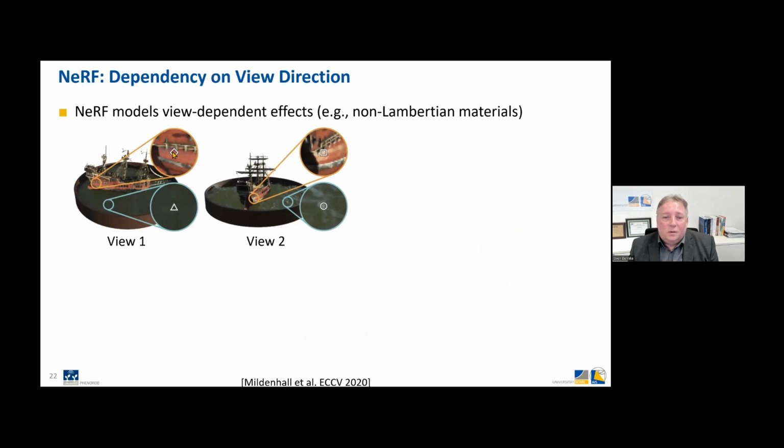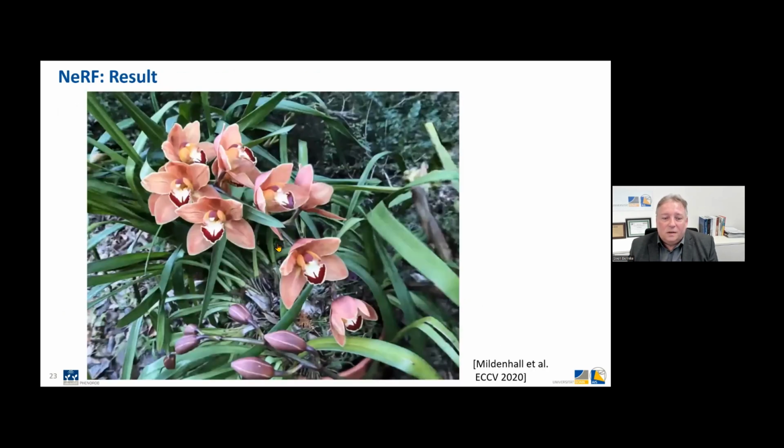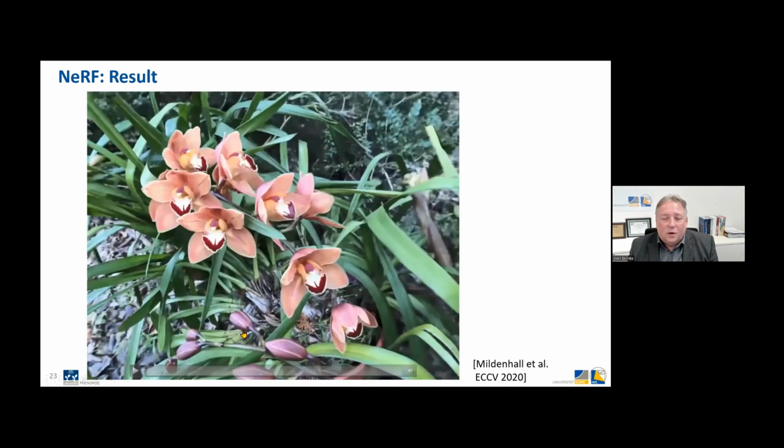This viewing direction dependence can be seen here. If we look at the same point from different directions, we may have different appearance here. This is the color distribution of the same point depending on the viewing direction. And so we can address non-Lambertian materials in this way. Usually this video should play. Okay. Here you see some rendered novel viewpoints using this method.